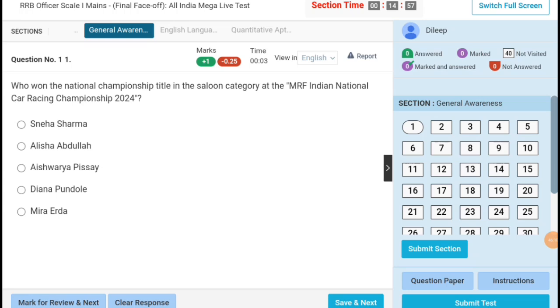So next is the General section. Who won the national championship title in the saloon category at the MRF Indian National Car Racing Championship? Aishwarya Pissay. I have doubt on this. Saloon category is Diana Pandole.